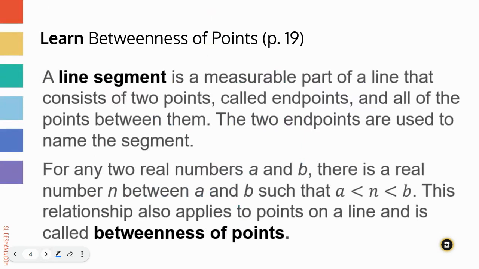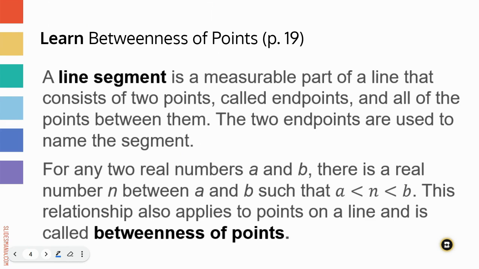Okay, we are going to talk about the betweenness of points. So we have a definition. A line segment is a measurable part of a line that consists of 2 points called endpoints and all of the points between them. The 2 endpoints are used to name that segment.